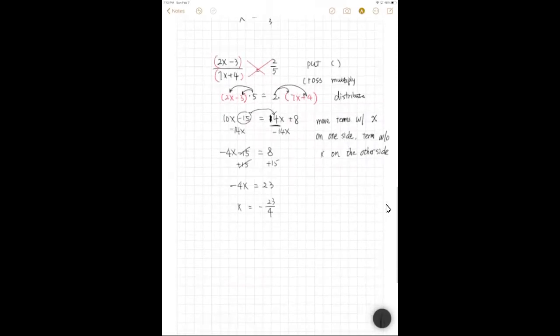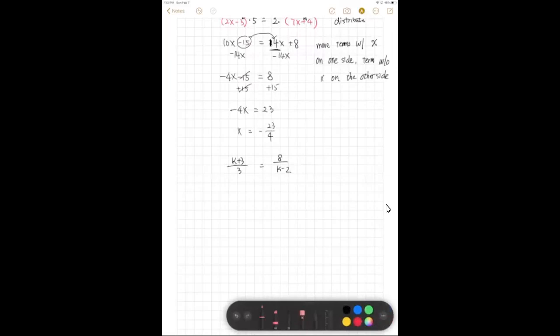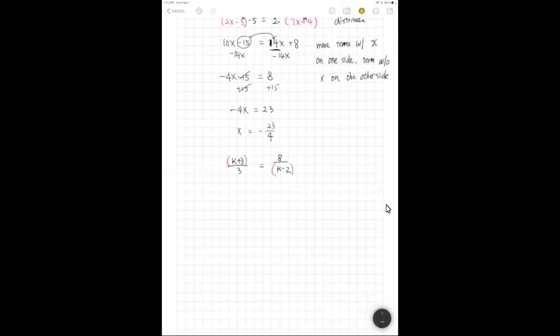Okay, so what if the cross multiply looks like this one? Again, if you see terms with more than 2 elements, we put the parentheses and we cross multiply. So I have (k plus 3) times (k minus 2) equals 24, because 3 times 8 is 24. We cross multiply. And then what?